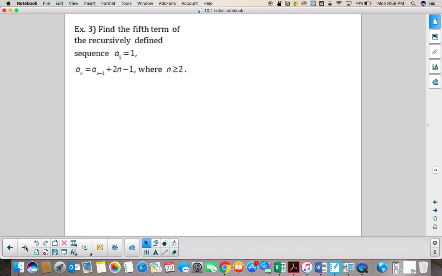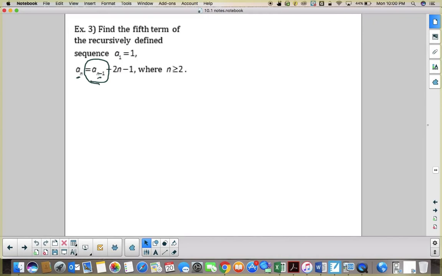Example 3, find the fifth term of the recursively defined sequence. And it's recursively defined, and what that means is I have to know the previous term to be able to figure out what the next term is. So I can't jump to the fifth term right away. I have to figure out the second term, the third term, and the fourth term, because the fourth term is what is important to figuring out what the fifth term is. And this right here signifies that you're looking at the previous term. Because remember I talked about n, the nth term. Well, if you look right here, this is n minus 1.